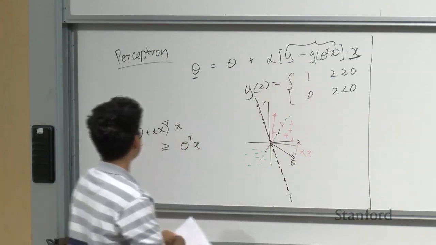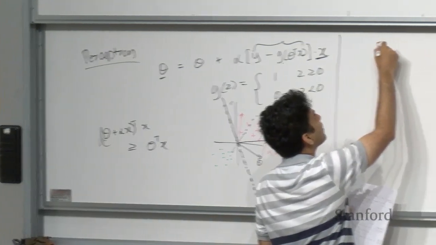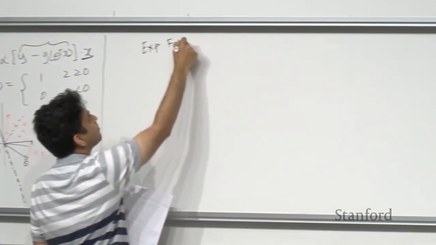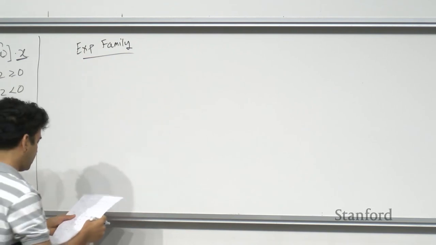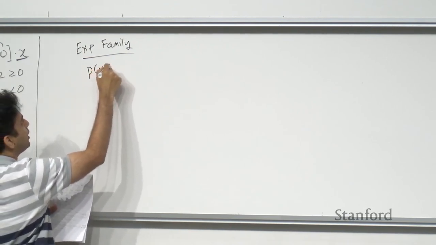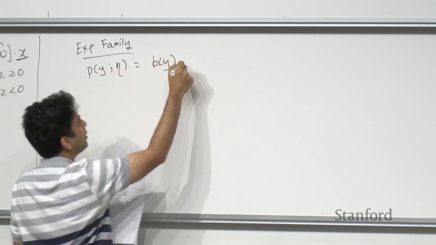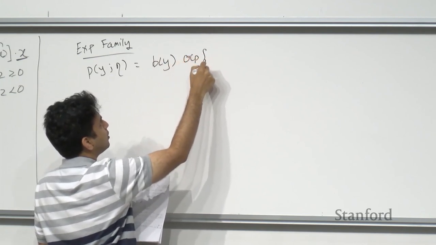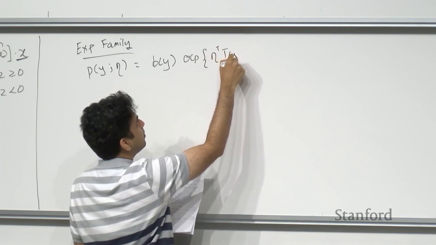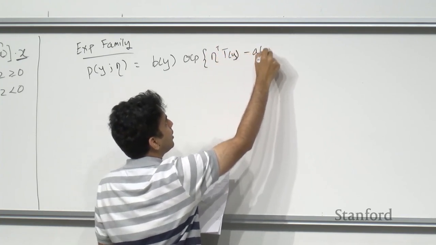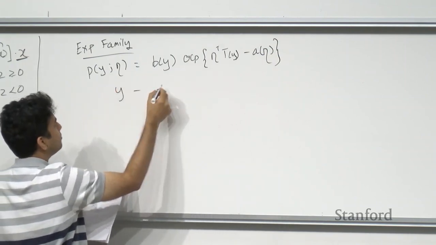And after the perceptron, we moved on to something called the exponential family. So the exponential family is a family of probability distributions which have the general form P of y parameterized by eta is equal to B of y times exponent of eta transpose T of y minus A of eta, right? Where y is the variable.